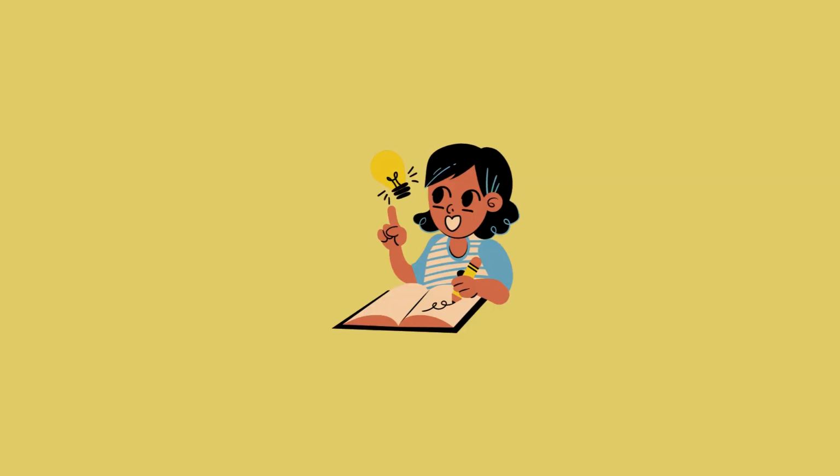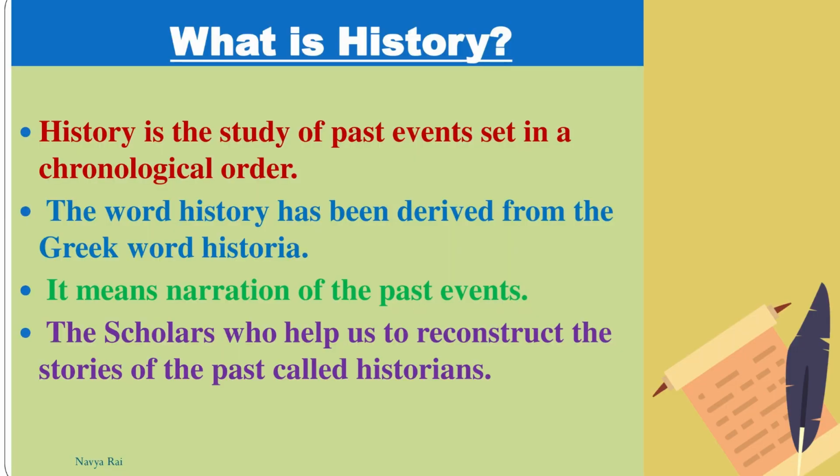What is history? You'll find that there are varying definitions of what history is. Let us look at some. History is the study of past events set in a chronological order. The word history has been derived from the Greek word historia. It means narration of the past. The scholars who help to reconstruct the stories of the past are called historians.